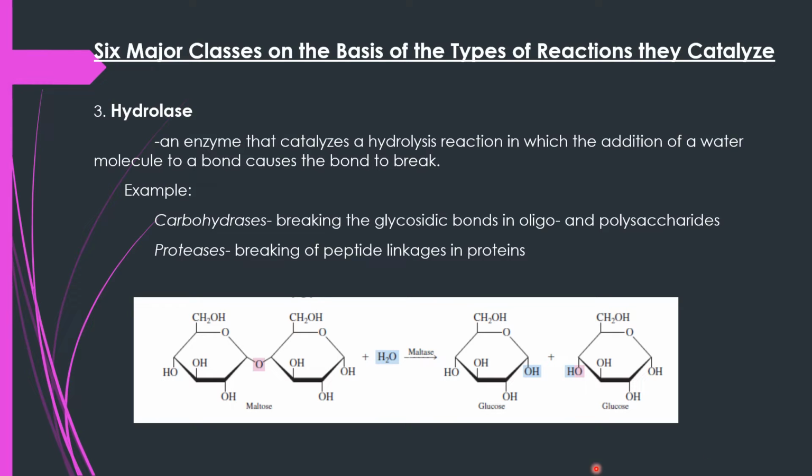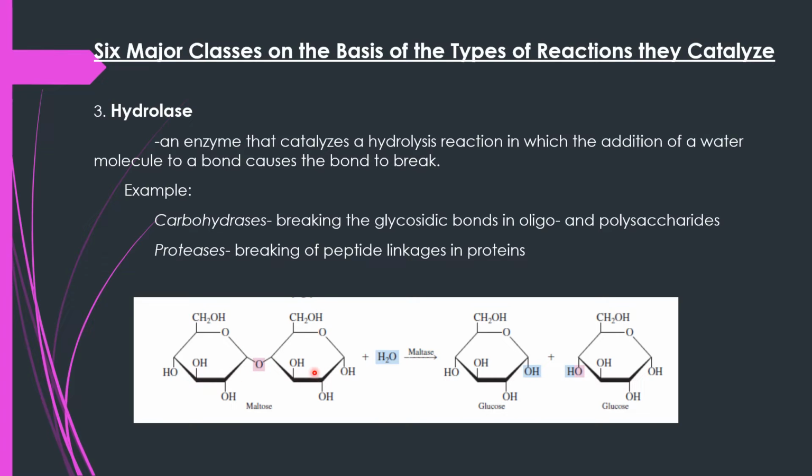This reaction is catalyzed by the enzyme maltase. So we have the maltose. We already know that this is what? A disaccharide linked by a glycosidic bond. This is the glycosidic bond in between the two structures.